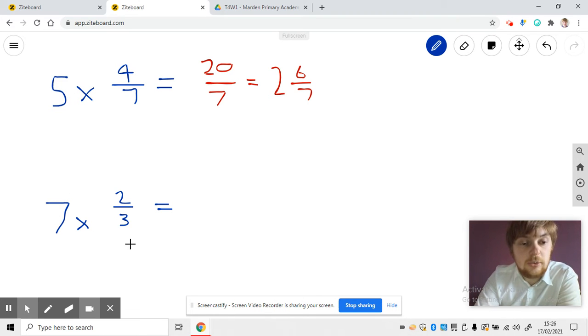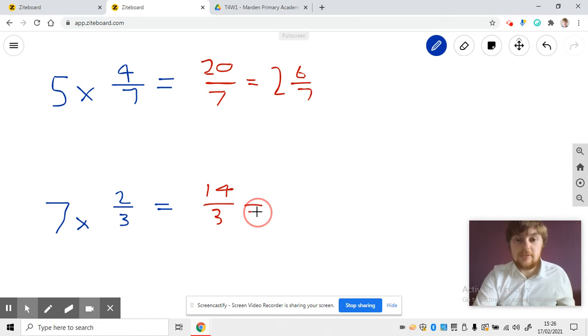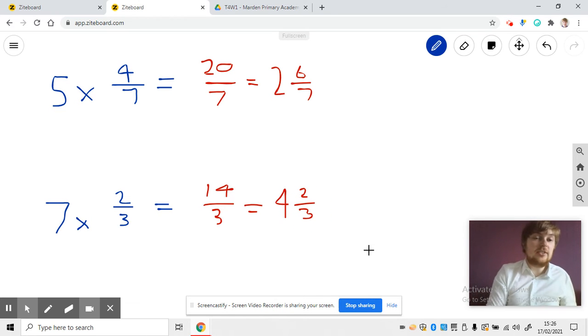And then over here, 7 multiplied by 2 thirds. We know that we are still dealing with thirds. 7 multiplied by 2 parts is 14. Then it's an improper fraction, so we need a mixed number. How many 3s go into 14? That's 3, 6, 9, 12. So that's 4 whole. And the difference between 12 and 14 is 2 thirds. So you can see, just like yesterday, that's all there is to multiplying fractions by integers. It's just about being accurate with your calculations.